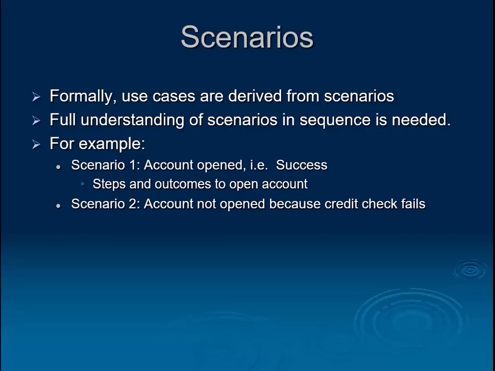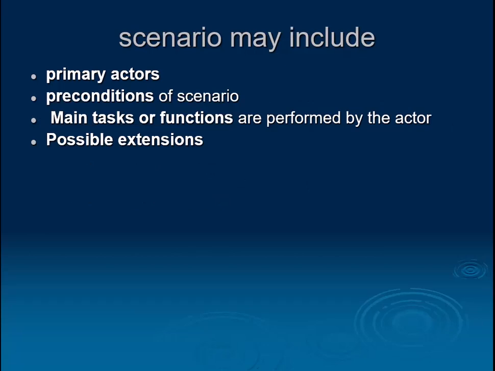Scenario 2, account not open because credit check fails. So this is scenario 2. From these scenarios we then pick the use cases and relate those use cases with the actor and with other use cases. A scenario may include the primary actors, preconditions, main task or functions. So scenarios may include the actors, the preconditions, the rules, the business constraints, and the main task or functions performed by the actor.